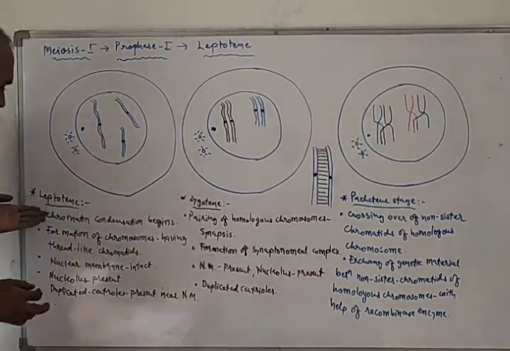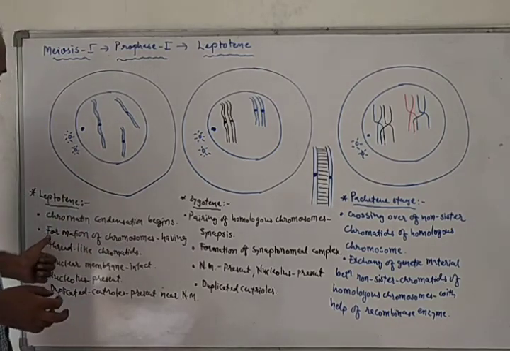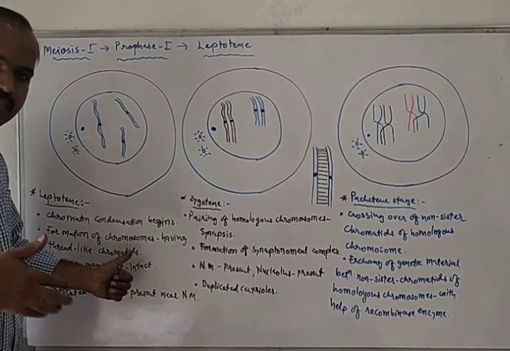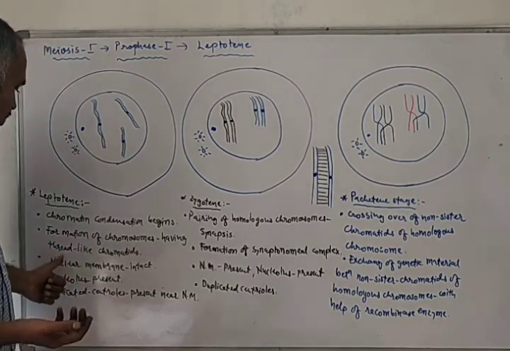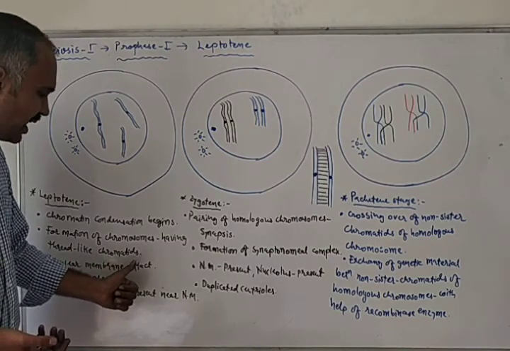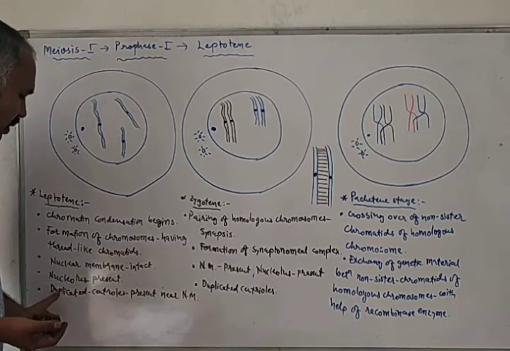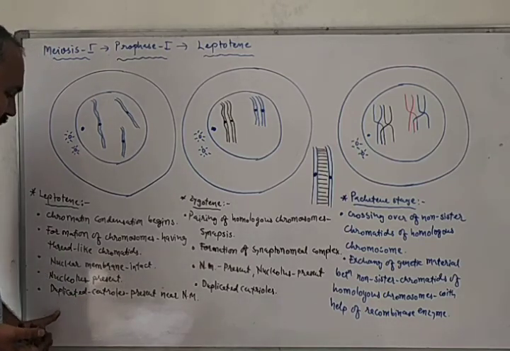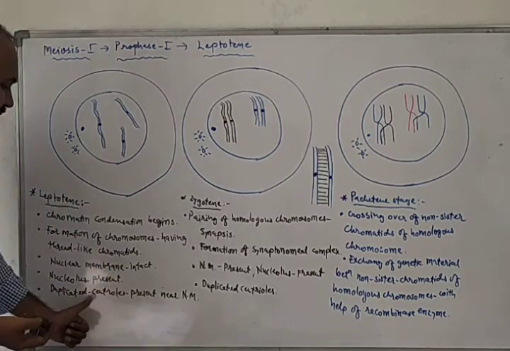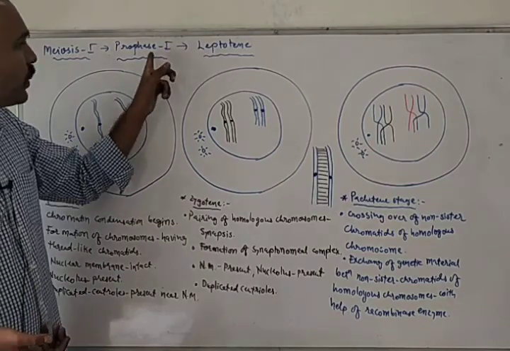Okay, so this is about leptotene. Chromatin condensation begins. Formation of the chromosome starts, and these chromosomes have thread-like chromatids. Nuclear membrane is intact and nucleolus is also present, and duplicated centrioles are present near the nuclear membrane. This is all about the leptotene phase of prophase 1.